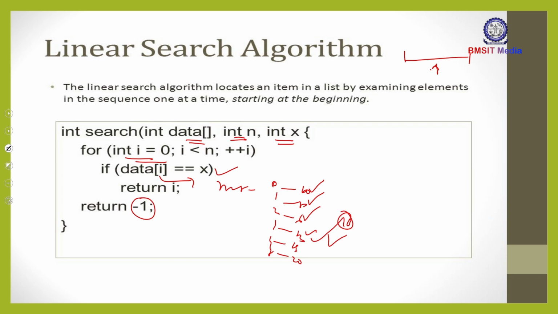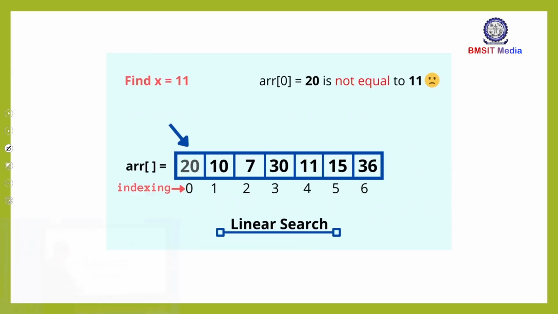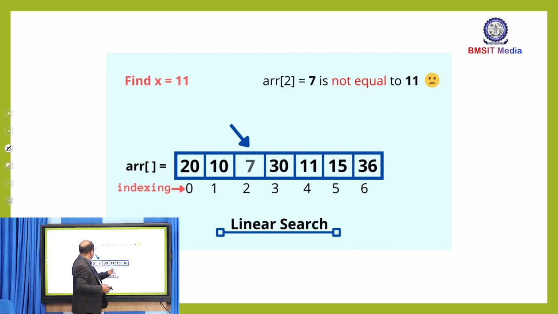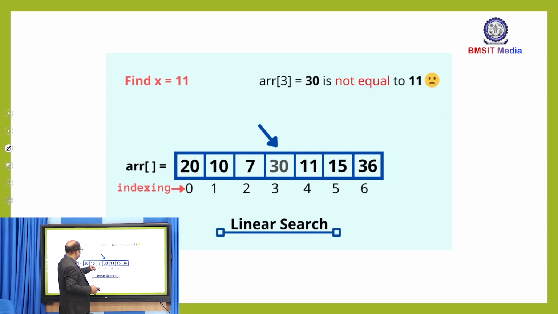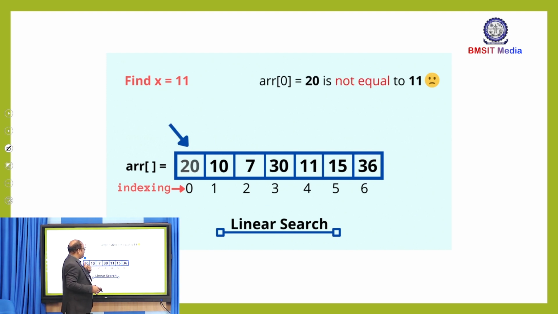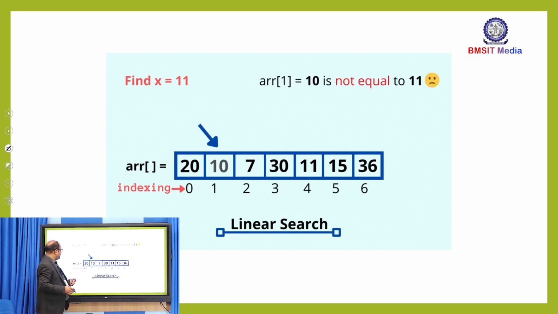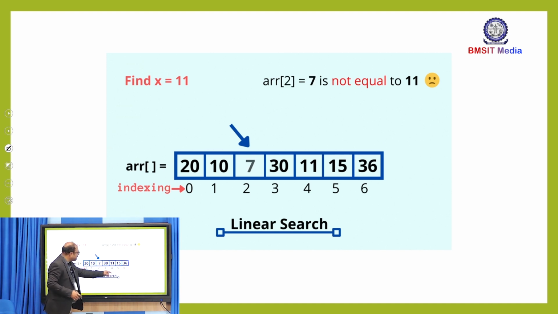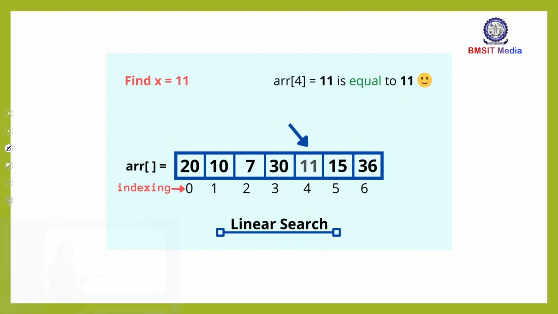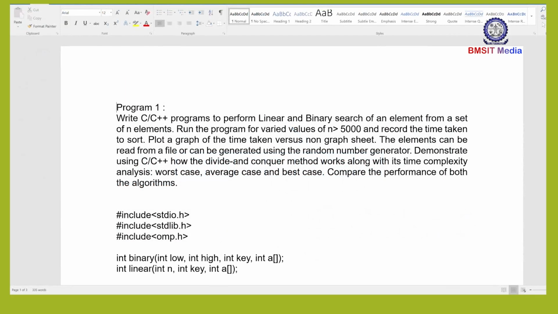What I explained in this example is shown here in an animated way. My key element here is to find 11. I am checking 20, no. 10, no. 7, no. 30, no. Yes, the 11 is found, so I am going to print that my key element is found. These are the indices 0, 1, 2, 3, 4, 5, 6, and so on. At the 4th index, my key element, the value 11, is found. So this is about the PPT session for your lab program.